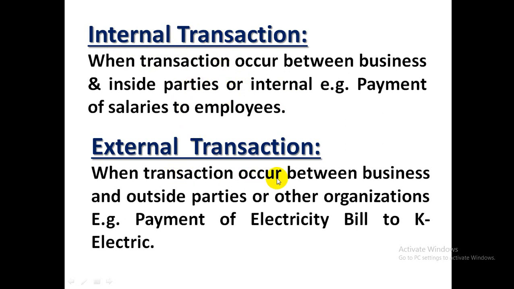But if the exchange is taking place between the organization people and the parties outside the organization, like we are making payment of an electricity bill, it means the business organization is making payment to someone who is outside the organization. Or if we are purchasing goods from the supplier and we are making payment to him, again the supplier is someone outsider, then it will be termed as an external transaction. So this is how internal transaction or external transaction could be discussed with respect to accounting introductory terms.